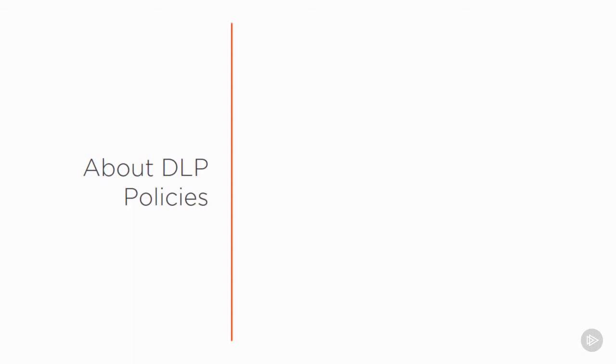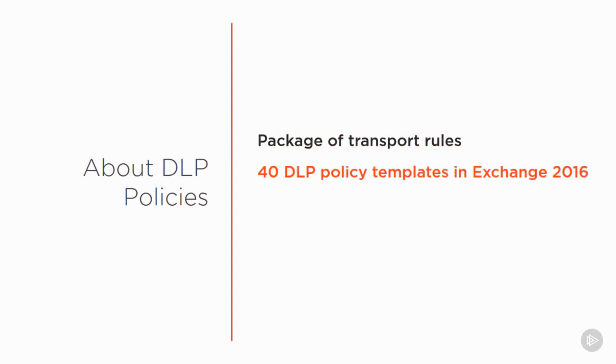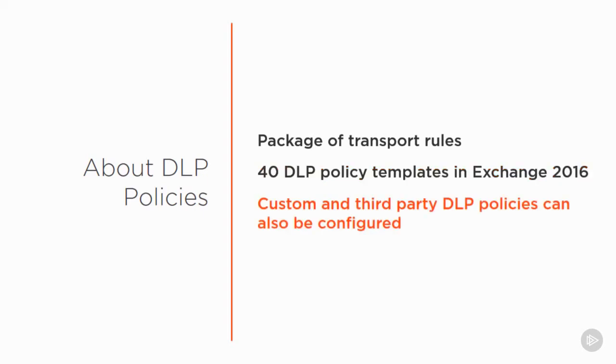A DLP policy is basically a package of transport rules that combine content analysis with various notification actions and other controls such as blocking messages. Exchange 2016 ships with about 40 DLP policy templates, and some third parties provide DLP policy templates that can be imported, or you can build your own custom DLP policies as well.